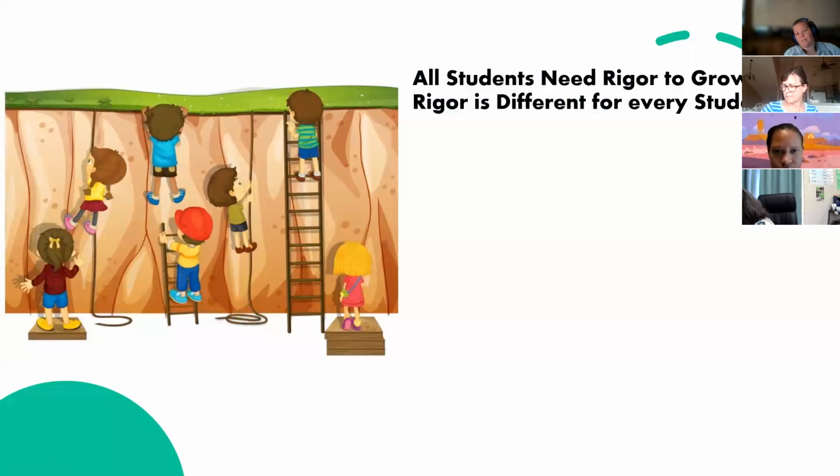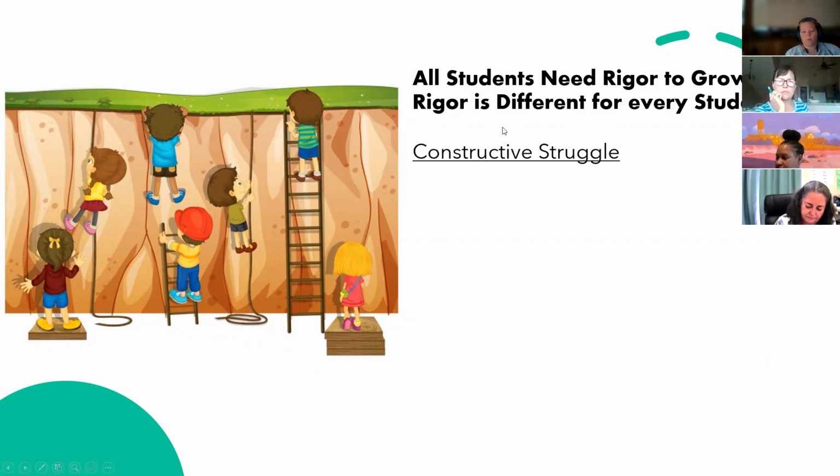This session is about rigor. And we all know that rigor is necessary for anyone to grow, and we want to make sure our kids have that rigor. But that can be different for each student, right? When I say rigor, we mean two things. We mean either they are having a constructive struggle or a destructive struggle.